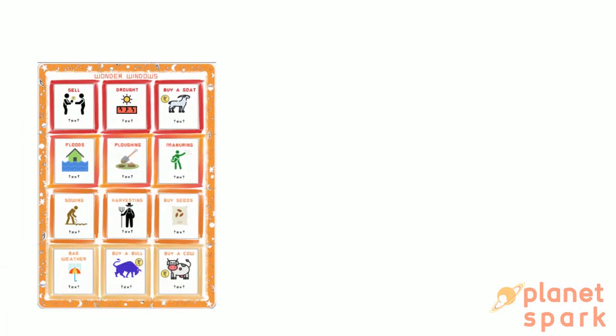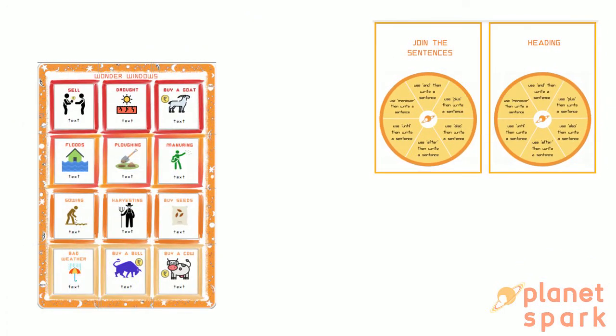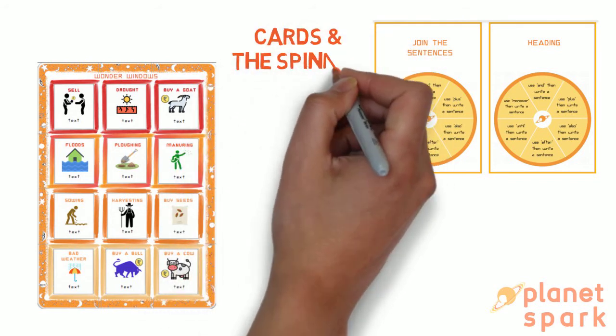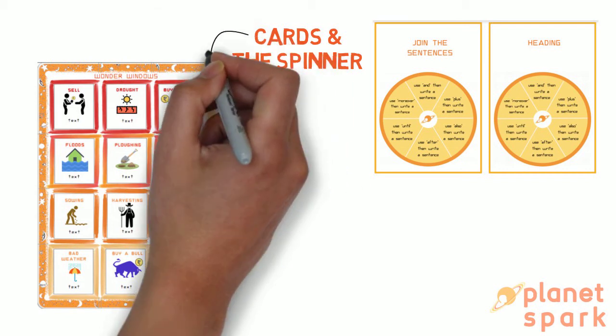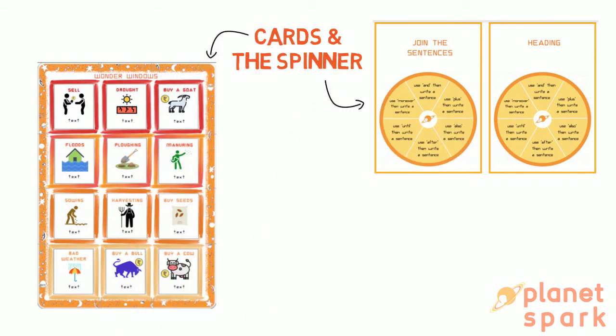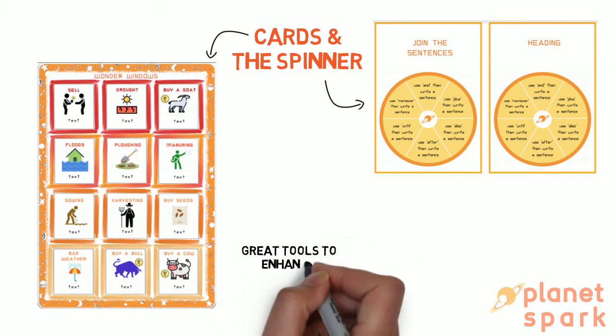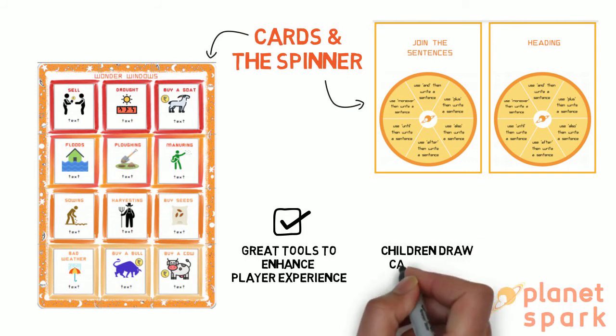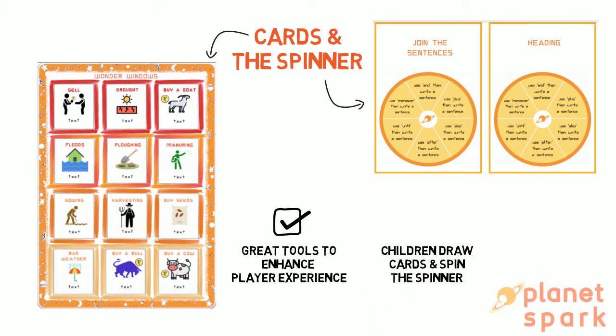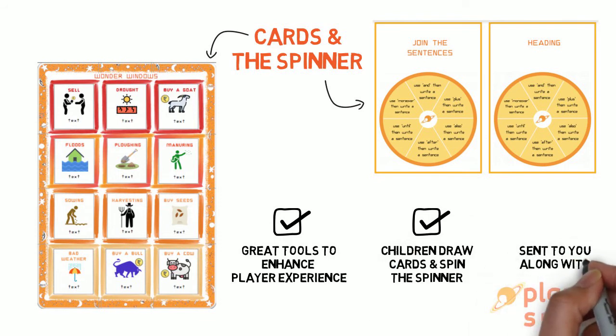The next components of our teaching material are the game cards and the spinner. Game cards and spinner are used by students to play the game on the games board. This is how our games card and spinners look like. They are great tools to randomize and enhance the player experience and add an element of surprise and wonder which the kids love. The children draw the cards and spin the spinner to play the learning games. The game cards and the spinner are sent to you along with the student module and the game boards.